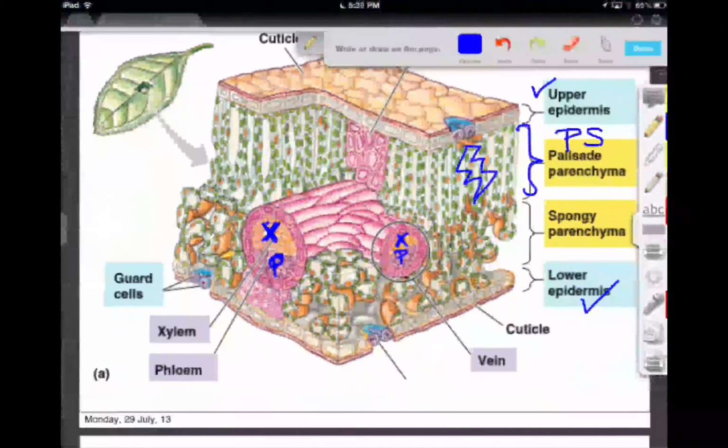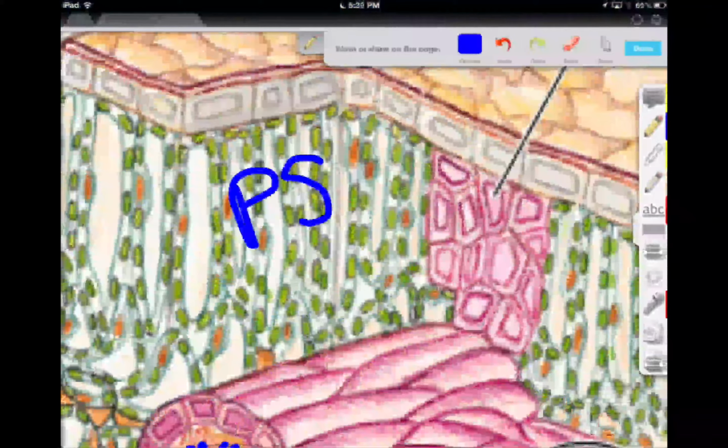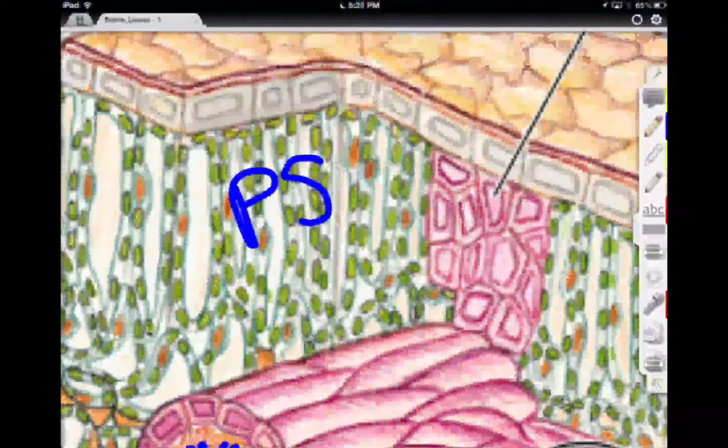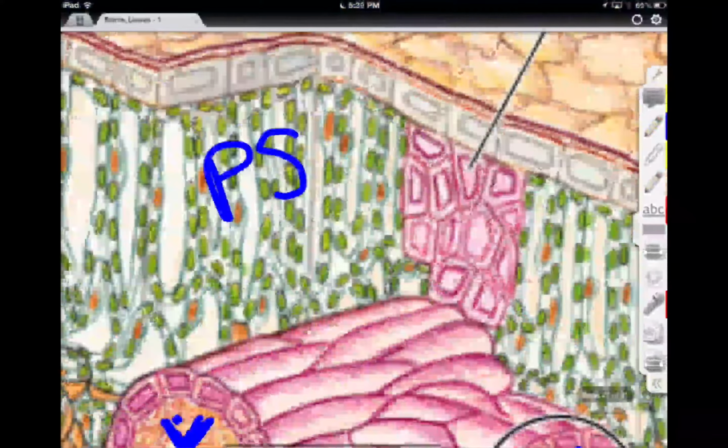Some people look at the palisade parenchyma and they don't clue into that. Look at all of the little green bits. Look at all of the chloroplasts. It's full of them because that's its job. If you think about it, light is striking from above, and this is where photosynthesis is going to go on very intensely. It's closest to the sun, if you will. Let's move down a little bit.